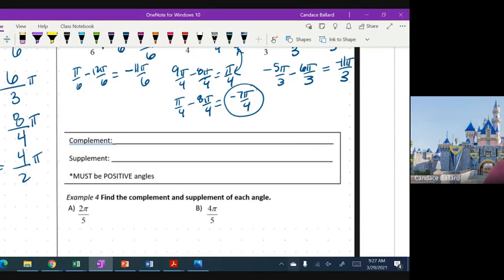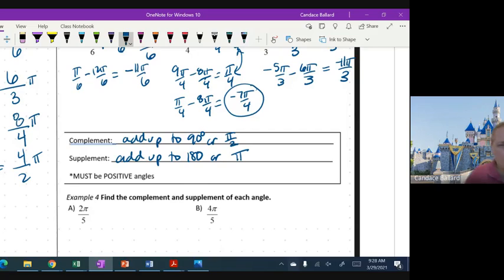So complementary angles add up to 90 degrees, or in our radian world, they have to add to pi over 2, okay? And then supplementary have to add up to 180 or pi. And we're going to learn how to convert today, so we're going to get to that piece. All right, so everybody, hopefully we get that written down.